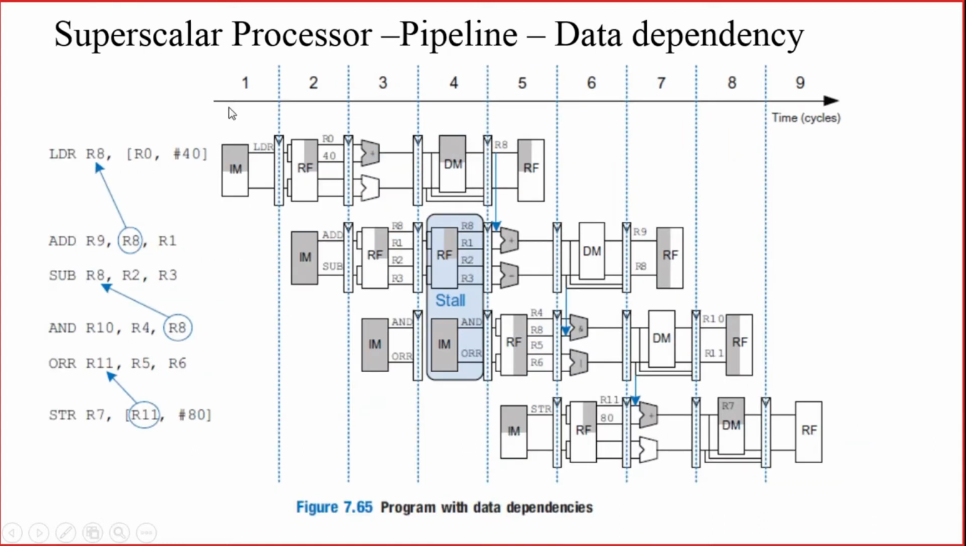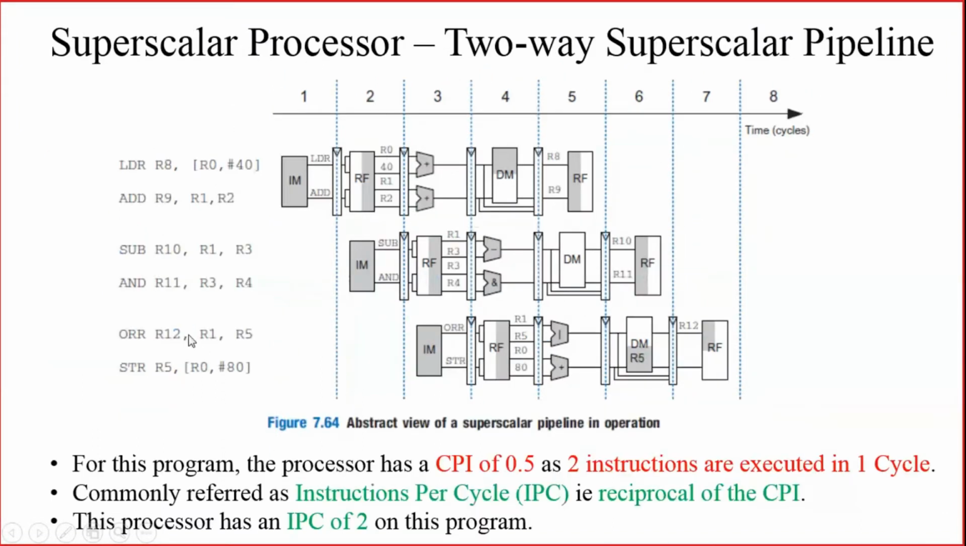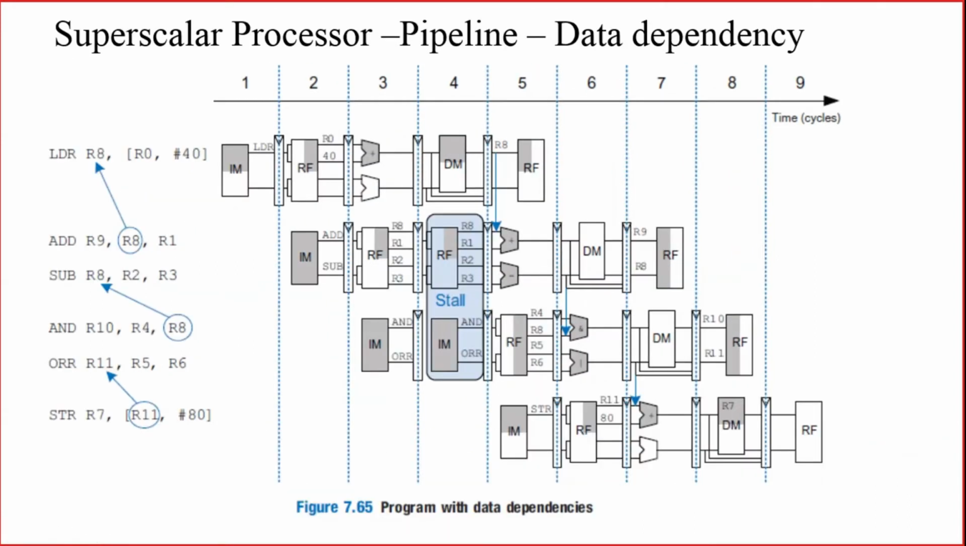Then this is a diagram showing the data dependency for the pipeline architecture, which is implemented on a superscalar processor. Because in the first diagram, we took a program where dependency is not there. That means the input and output are not dependent upon each other. But in this program, you can see that there are certain dependencies.